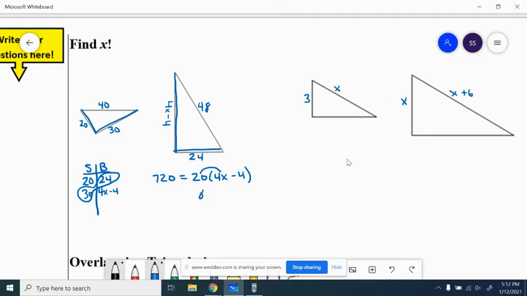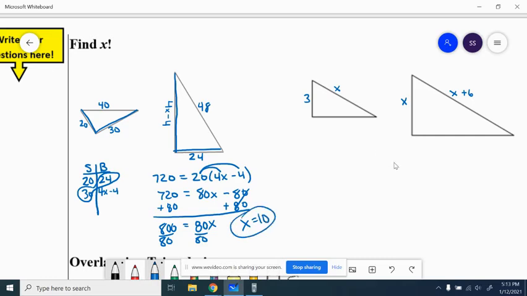20 times 4x is 80x. 20 times negative 4 is negative 80. Drop down the equal sign, and we'll solve for x. So I want to get rid of this negative 80, so I'm going to do the opposite and add 80, which will eliminate it. If I do it to one side, I've got to do it to the other side. If I add 80, I'm left with 800 is equal to 80x. Last step, divide by the coefficient in front of x, and I'm left with x is equal to 10. All right, easy as that.